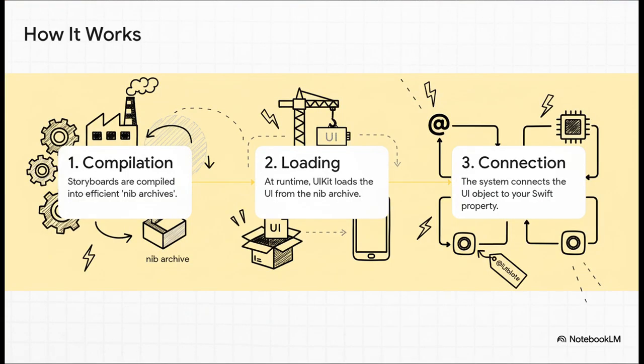Okay, now for the big reveal. Here's how the magic actually works. The connection isn't made when you build your app, not really. First, when you build, your pretty storyboard gets compiled into a much more efficient format called a nib archive. Then, when your app is actually running and it's time to show that screen, UIKit loads the view from that archive. And finally, this is the key, the system looks at your code while it's running, finds that @IBOutlet tag you wrote, matches it up by name, and then physically wires it up to the live UI object. It all happens on the fly.